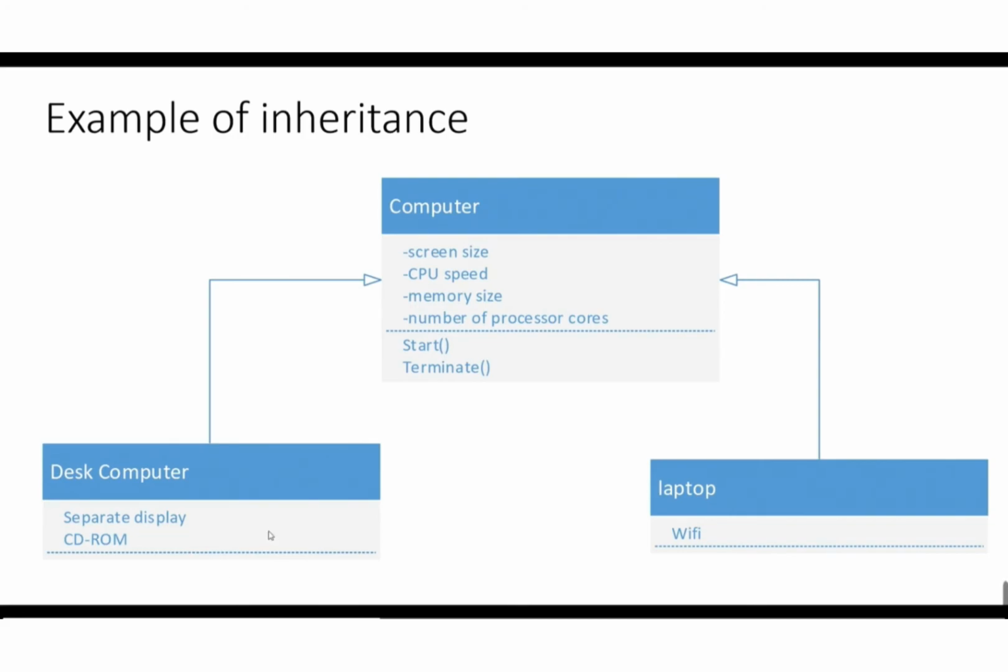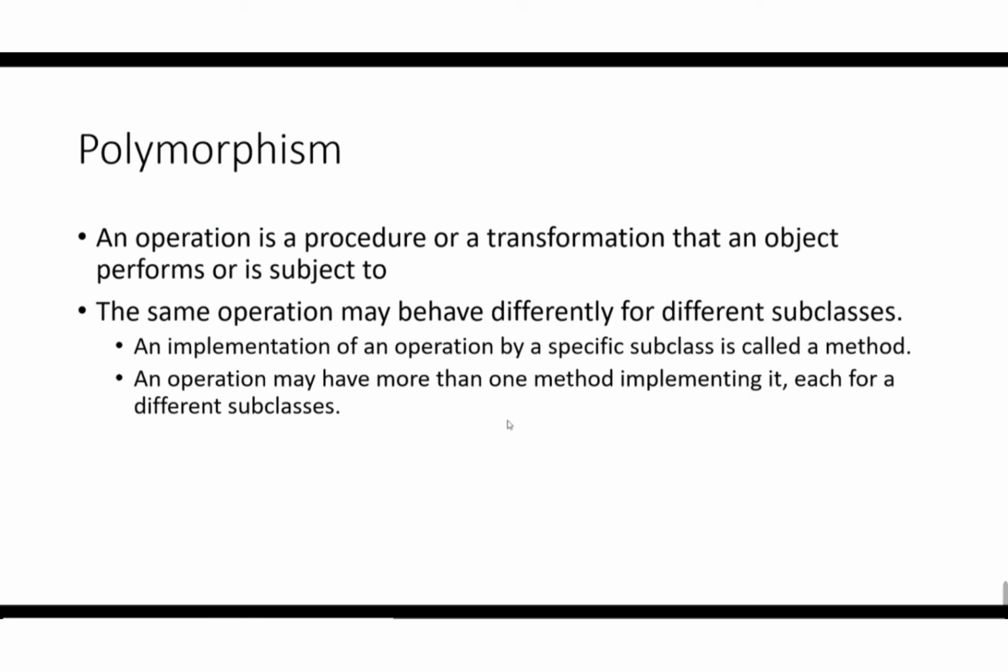And sometimes the hierarchy may have more than 2 layers. It means for the laptop there may be different subclasses, for example, for different brands and so on. Okay, polymorphism.